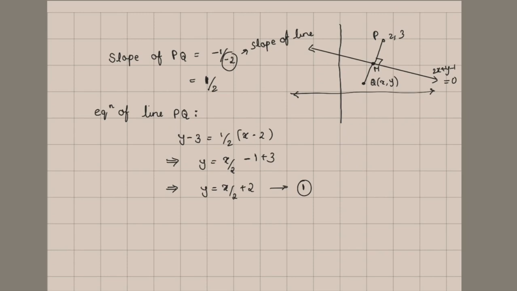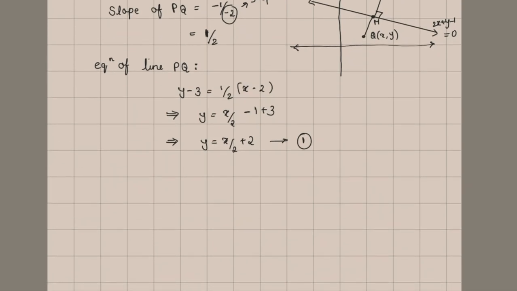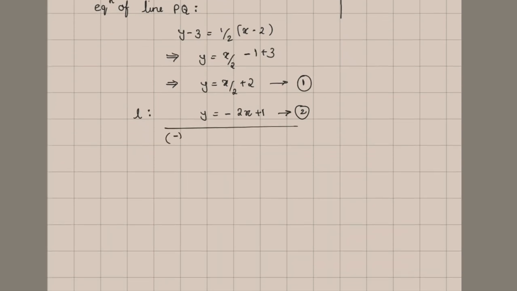And we know the equation of line L, which is 2x + y - 1 = 0. So the intersection of these two will give point M. If you solve these two, which is point M, line equation L: y = -2x + 1, taking 2x and -1 to the RHS. This is equation 2. If we subtract these two, what do we get? 5x/2 + 1 = 0.